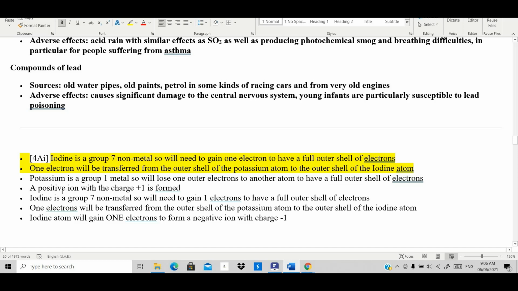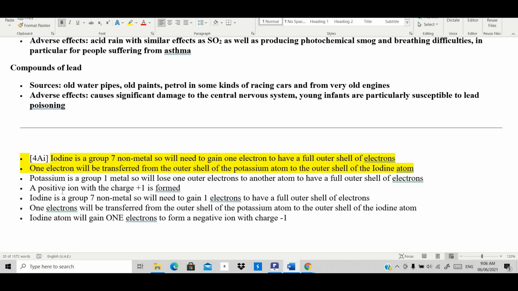So we know that potassium is a group 1 metal. So one, it will lose. Actually, what happens in ionic compounds? Ionic compounds usually mainly consist of a metal and a non-metal. Okay, so potassium is a metal and iodine is a non-metal. So it's forming potassium iodide.